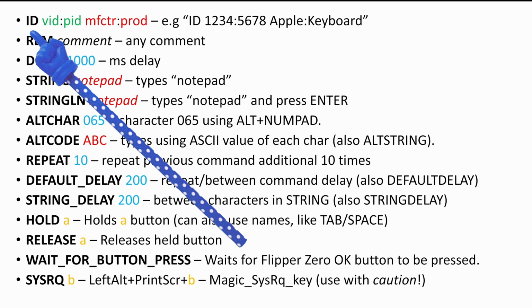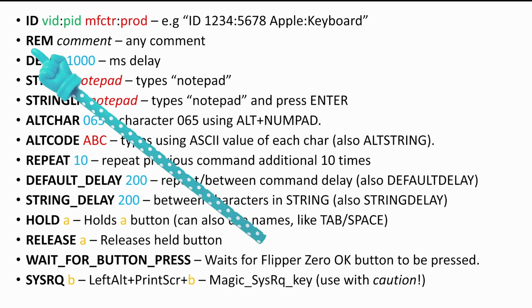The first command is ID, which allows us to specify the USB vendor and product ID. This command does not work if you're using Bluetooth. You saw this can be used to trigger software, or it can be used to not trigger software in the case of configuring a keyboard. The next command is REM, which allows us to put comments in our scripts. We can also temporarily remove code by putting REM in front of a command.